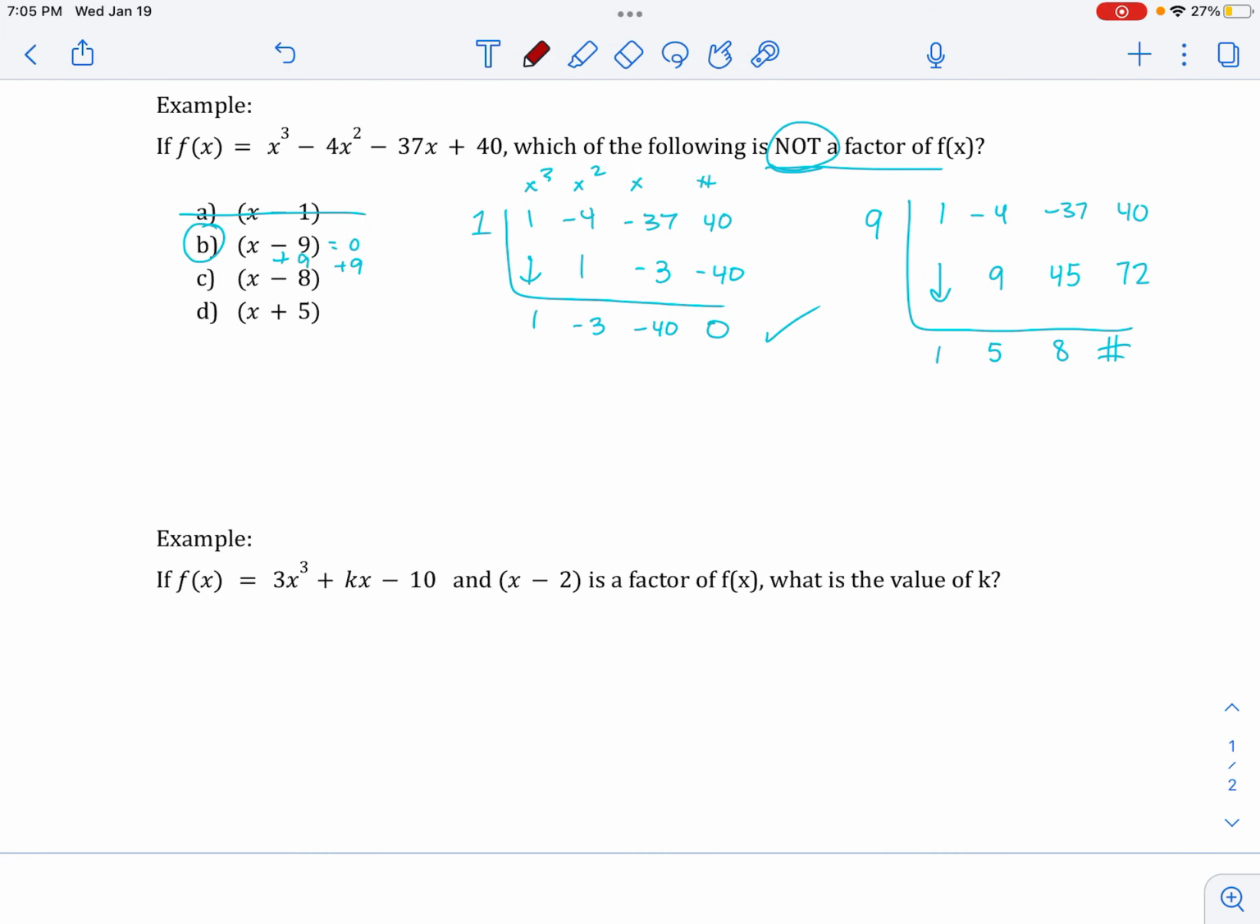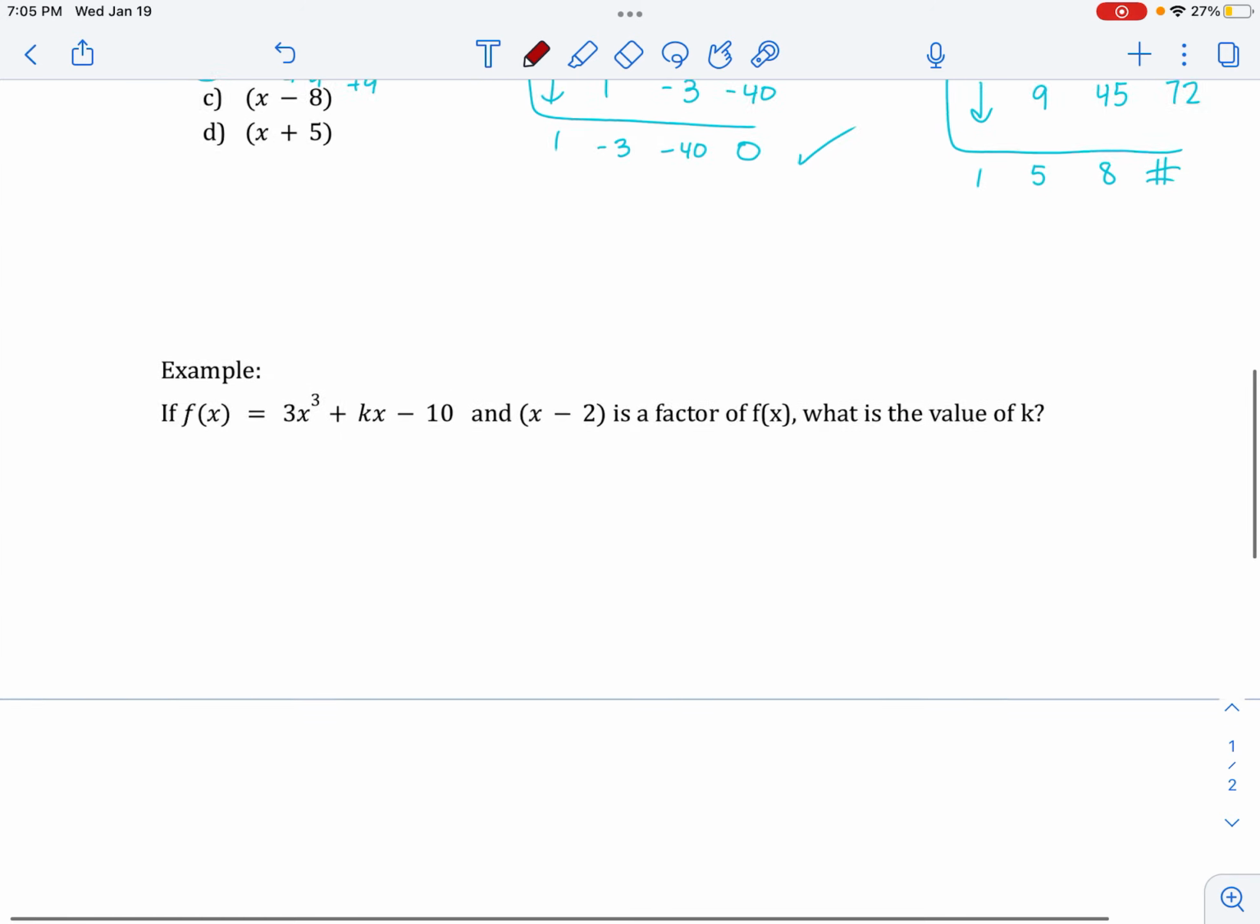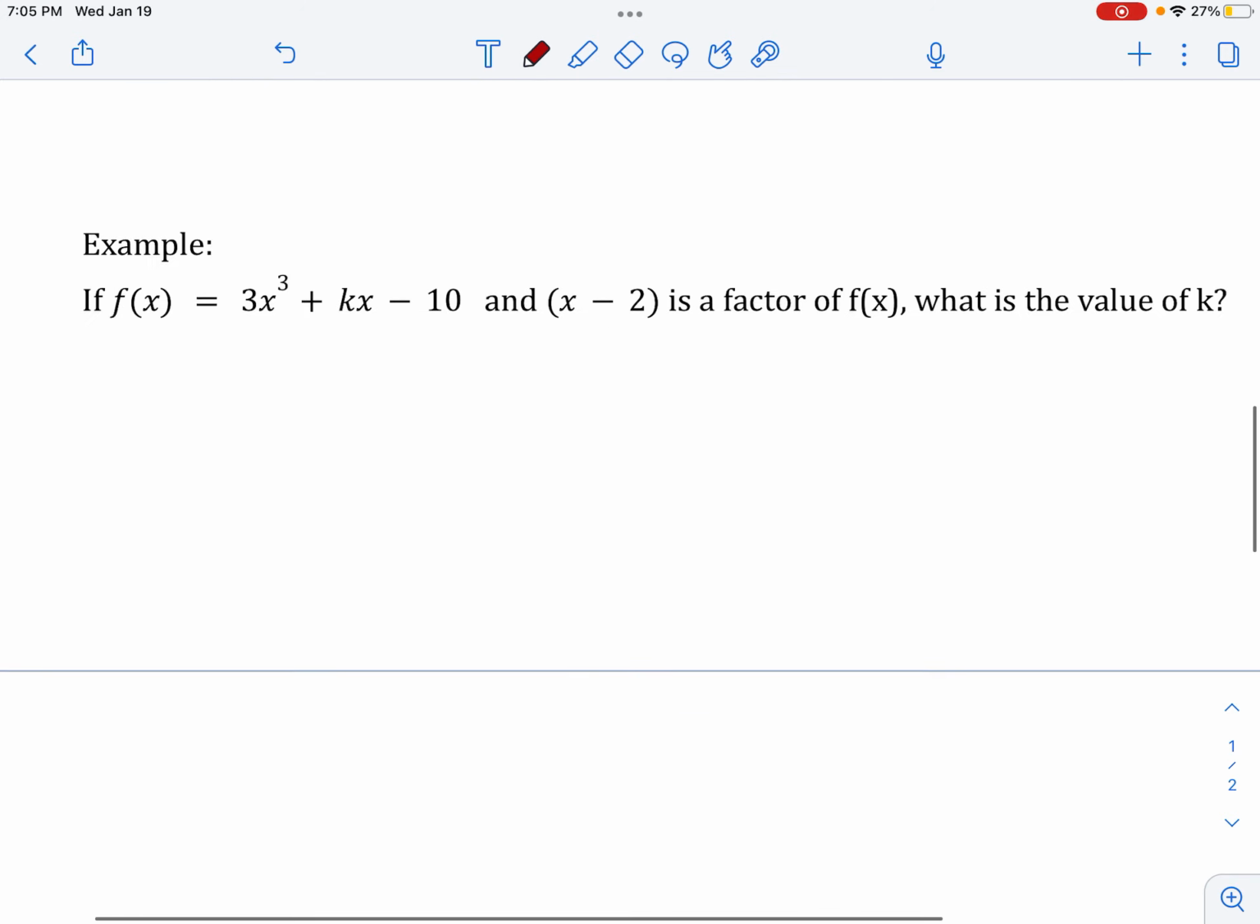All right, now let's try this last one. This is kind of one of the trickier ones you'll see in the Delta Math, because now they're asking me, if f of x is this whole thing with this random k in it, and x minus 2 is a factor, what's the value of k? They're asking me to solve for this random value. Well, if x minus 2 is a factor, then what's true when I divide that out? Well, if it's a factor, the remainder is 0. So let's keep that in mind and try synthetic division.